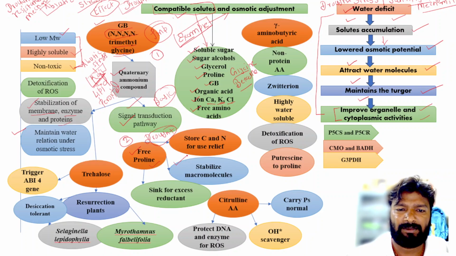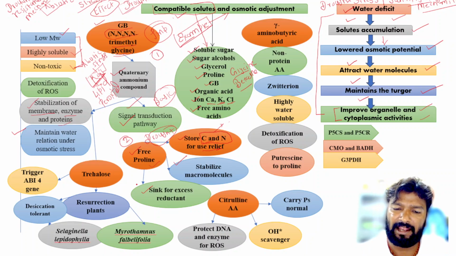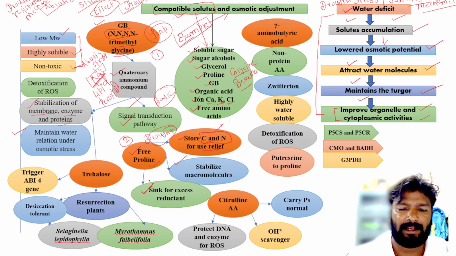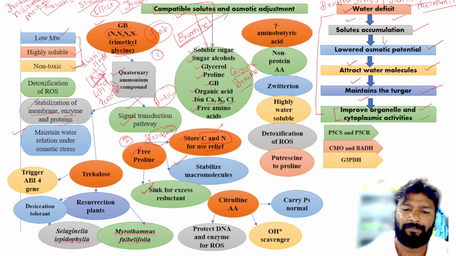First, the same as glycine betaine, it stabilizes the macromolecules. Also it stores carbon and nitrogen, which can be used when the cell has a deficiency of carbon and nitrogen for relief. And third is the sink for the excess reductant. When the excess reductant is produced under the stress condition, proline accumulates and acts as a sink for it. So this is the important function of proline.